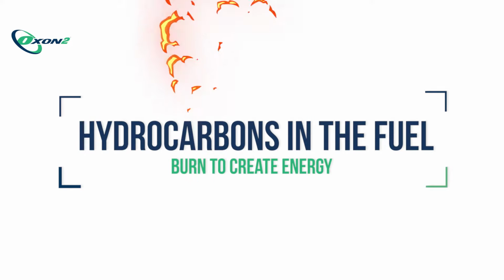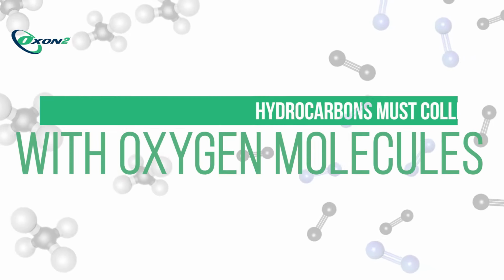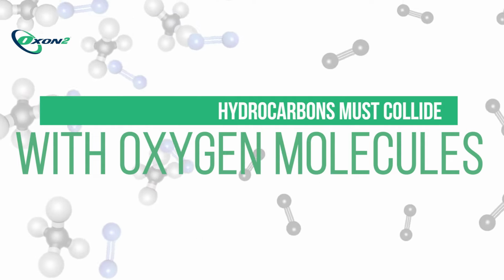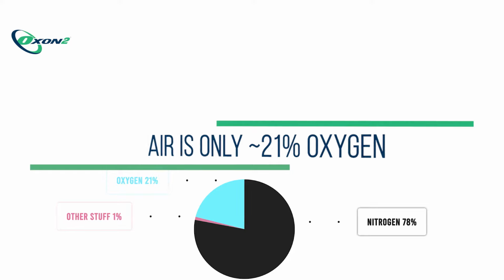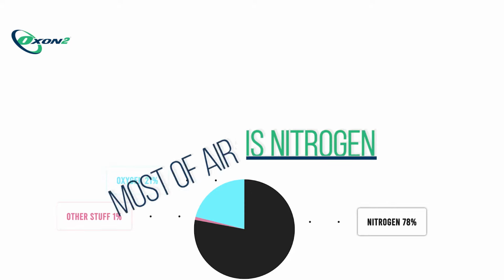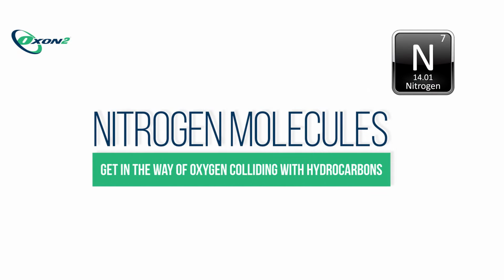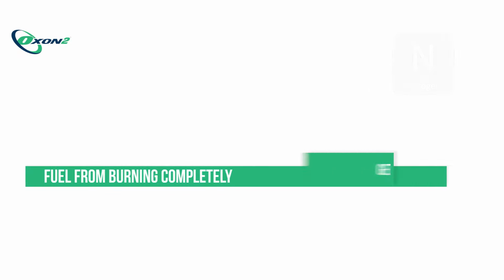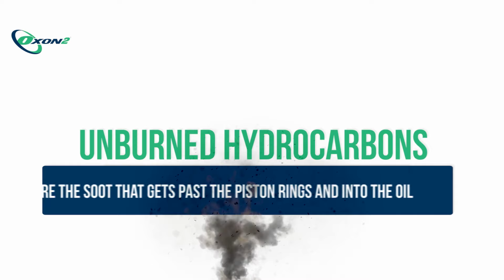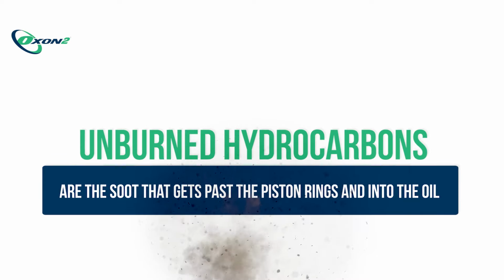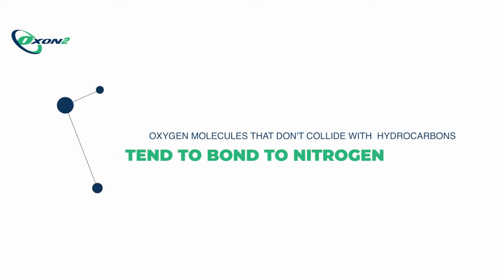It's the hydrocarbons in the fuel that burn to create energy. To do so, they must collide with oxygen molecules. The problem is that air is only about 21% oxygen. Most of the rest is nitrogen. The nitrogen molecules get in the way of the oxygen colliding with the hydrocarbons, and that keeps them from burning completely. Unburned hydrocarbons are the soot that gets past the piston rings and into the oil, making it abrasive and causing engine wear.